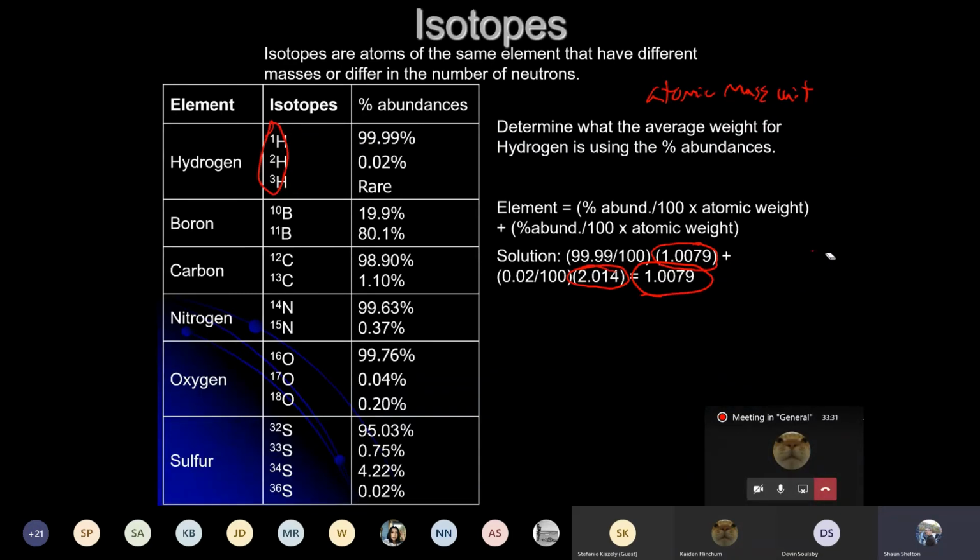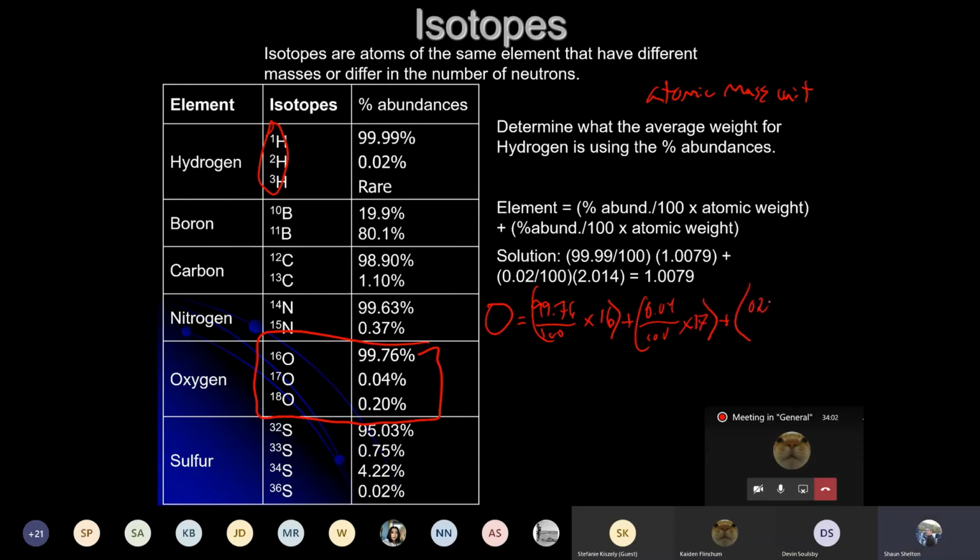All right. So we're going to look at oxygen, and we're going to use what's given to us in the table here. To do oxygen, there are 3 isotopes. So we're going to have oxygen. The first one is 99.76 divided by 100 times 16 plus 0.04 divided by 100 times 17 plus 0.2 divided by 100 times 18. All right, so we'll plug that into our calculator.